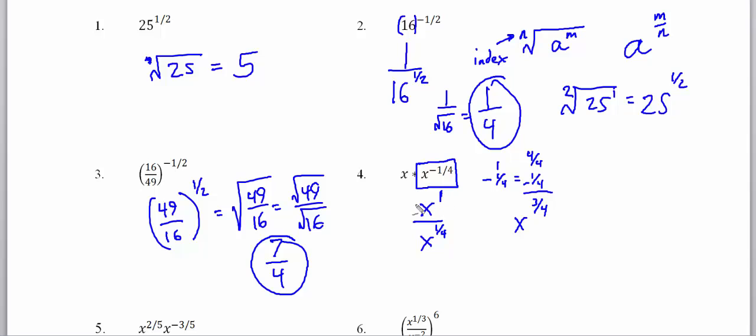So that is what's going to be my x, because if I use the quotient rule, it's m minus n or n minus m, depending on how I wrote it, you would subtract these two, and that would give you x to the 3/4, which I could then rewrite as the 4th root, that's our index, of x cubed, which is our power.